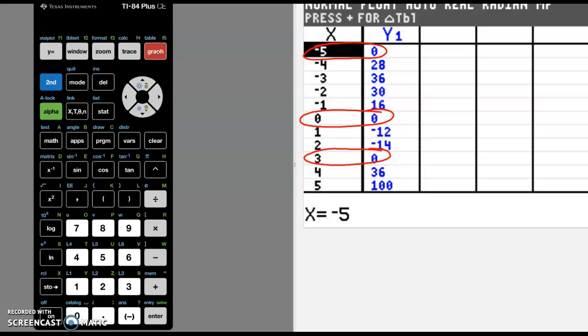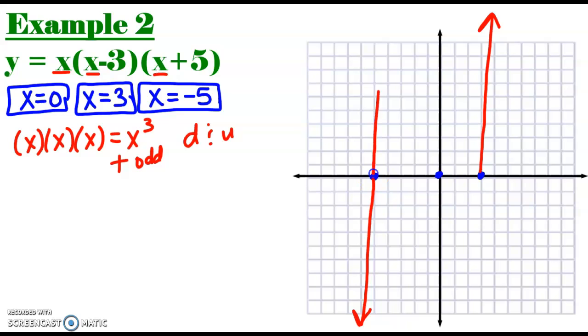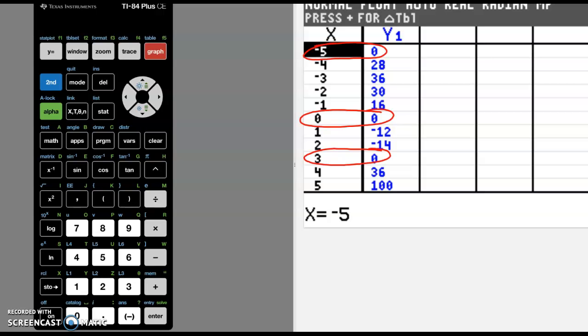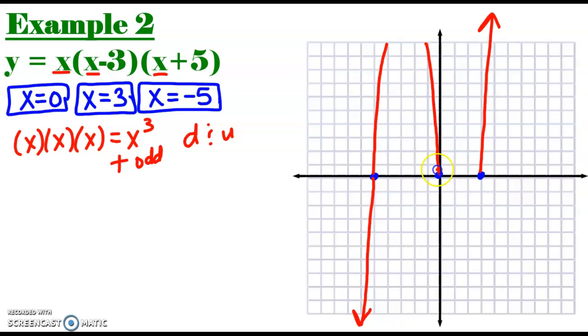Whoa, this is up like crazy. So at -4, I'm at 28 and 36, 30, 16. So that tells me, yes, this is going up like crazy, and then it's going to come back down. I've got at 1, we're at -12, -14, and then we're back at 0. So I can see over here, it's doing the same thing. It's going to go down and then back up.